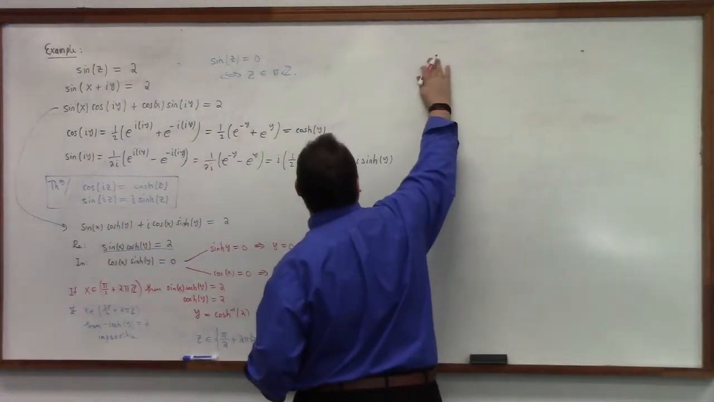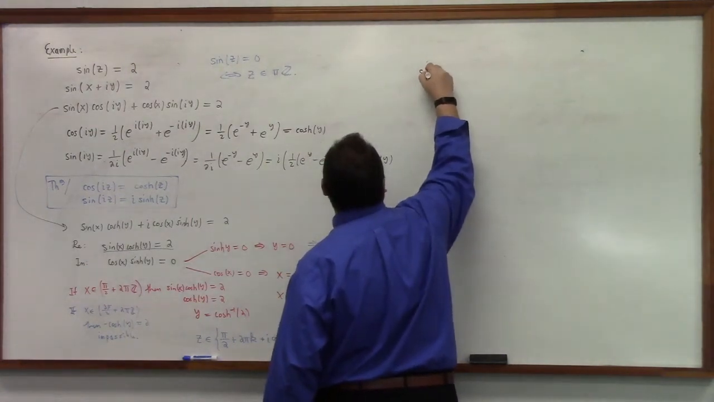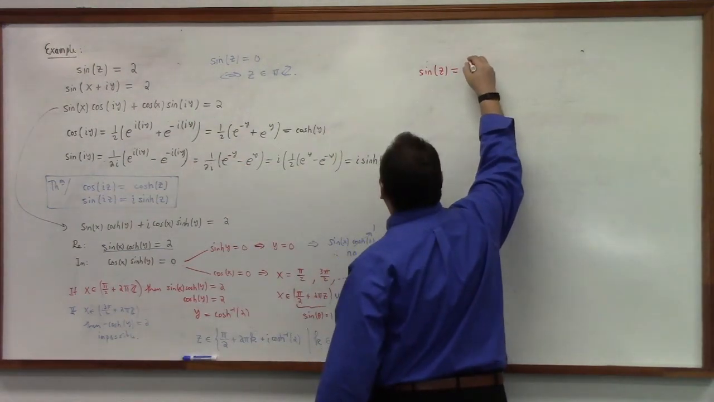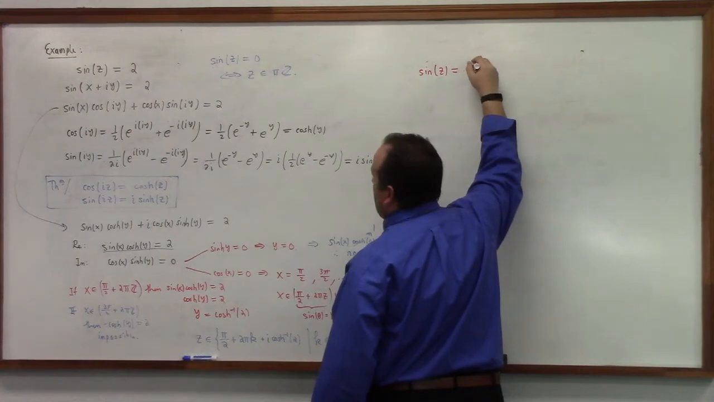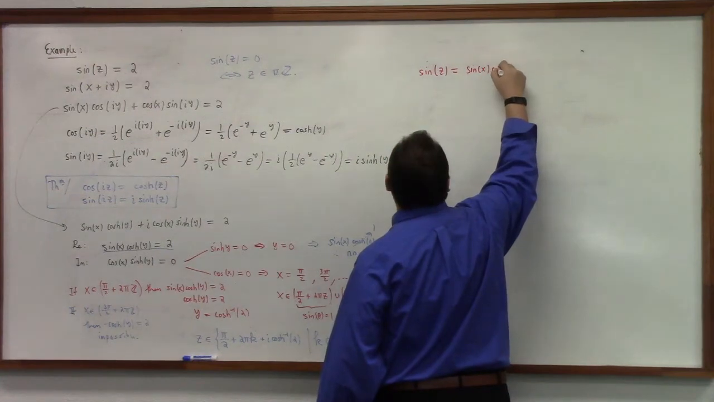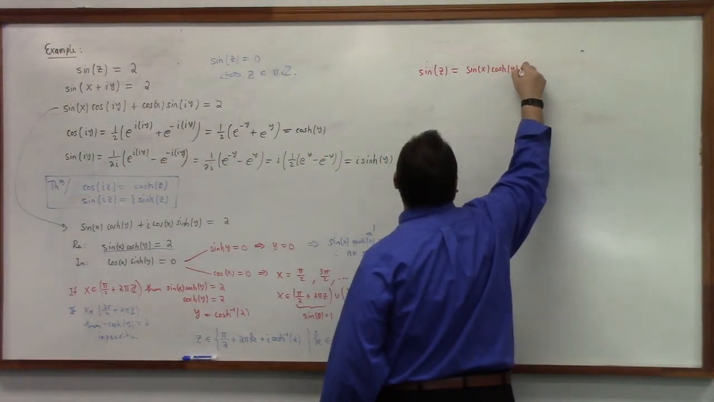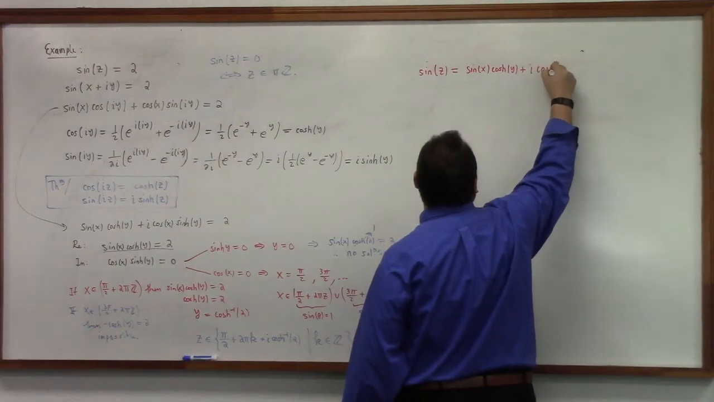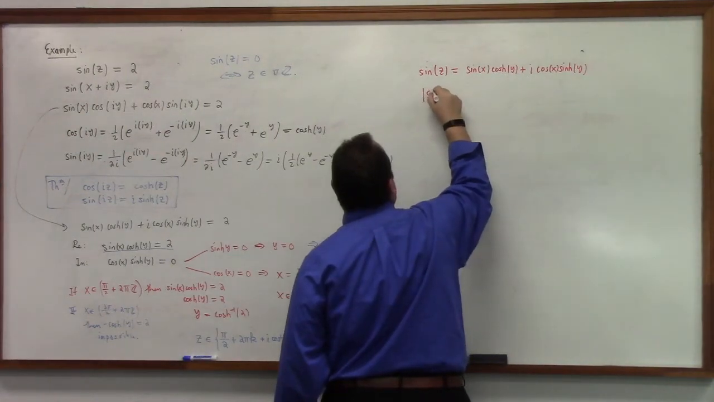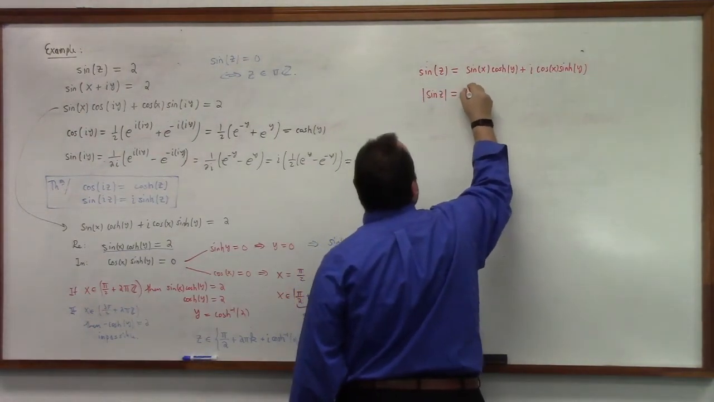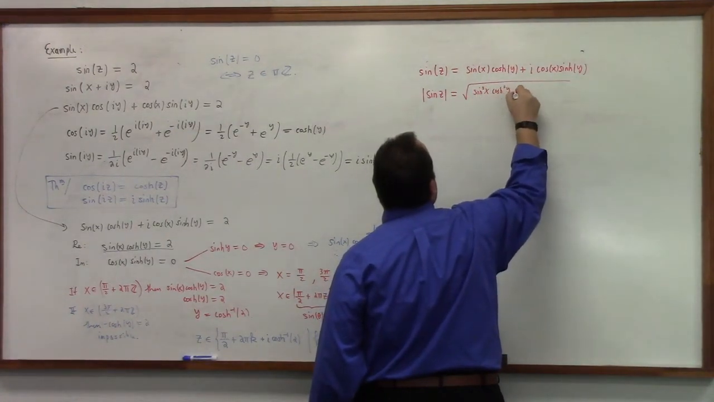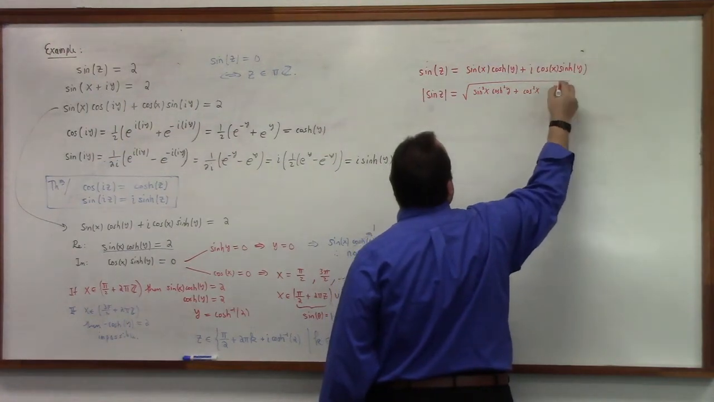I'll just do this much more for today, and then I'll stop. But sine of z, well, I already wrote it right there: sine of x cosh y plus i cosine x sinh y. So what is the modulus of sine of z? It's the square root of sine squared x cosh squared y plus cosine squared x sinh squared y.